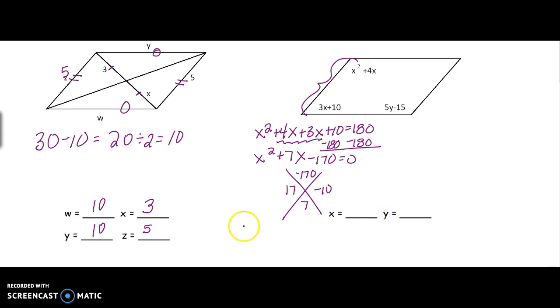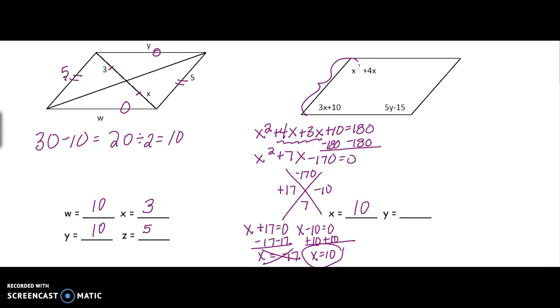To find x, we still have to solve for those values. So you would say x plus 17 because that's positive, and x minus 10 because it's negative, and you use the zero product property. You subtract the 17, and so you have x equals negative 17. You would add your 10, so x equals 10. We can't have a negative because it would then create a negative angle measure, and you can't have that. So that would disappear, and you're left with x is 10.